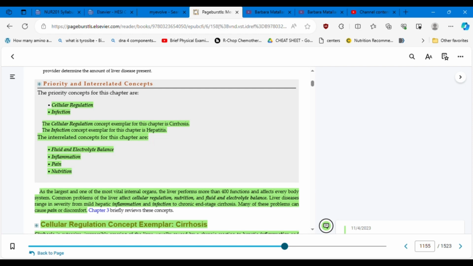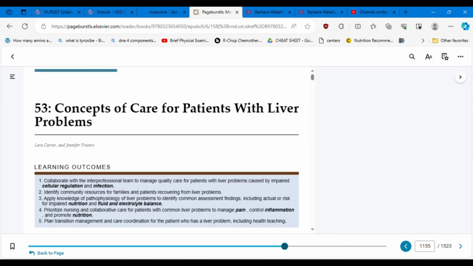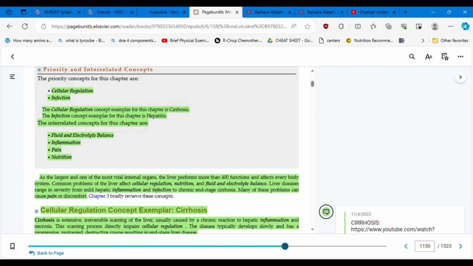Hello, dear students. We are moving to chapter 53 with concepts of care for patients with liver problems. And the most important concepts are cellular regulation, infection, fluid and electrolyte balance, which is a priority concept for all gastrointestinal diseases, inflammation, pain, nutrition, another concept, a priority concept in the gastrointestinal system.